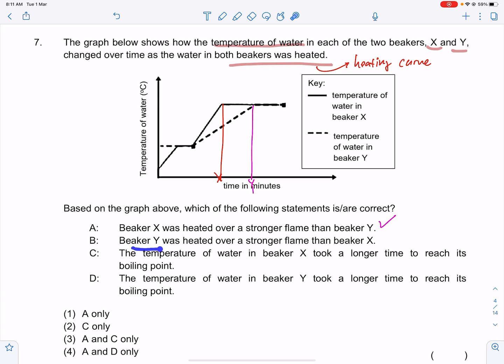That beaker Y was heated over a stronger flame than X. That's not correct because this is the opposite of the first statement. So if the first statement is true, then the second statement cannot be the case. C. The temperature of water in beaker X took a longer time to reach its boiling point.